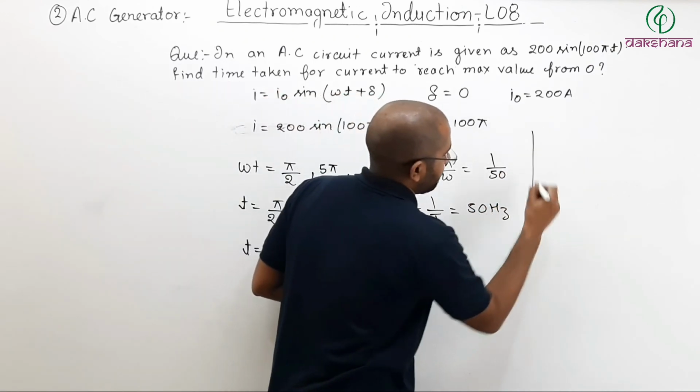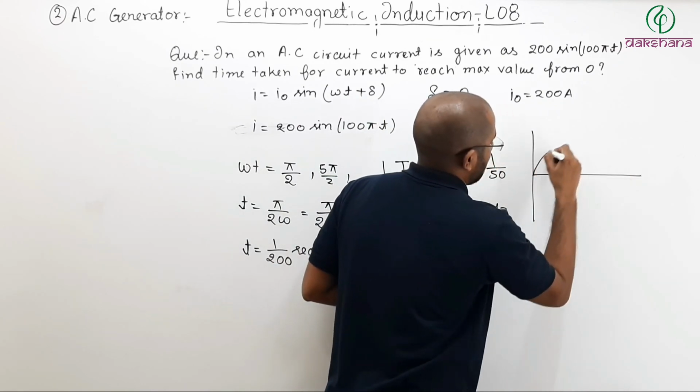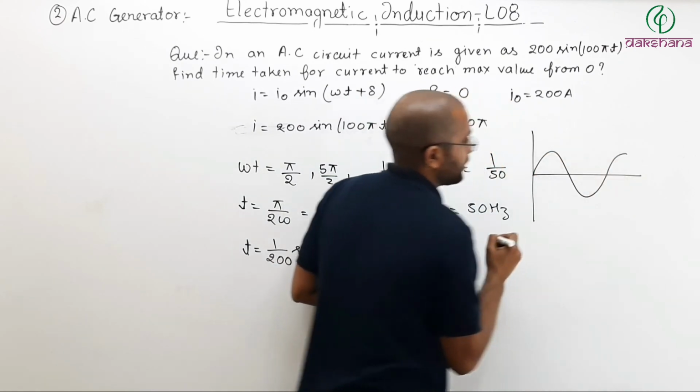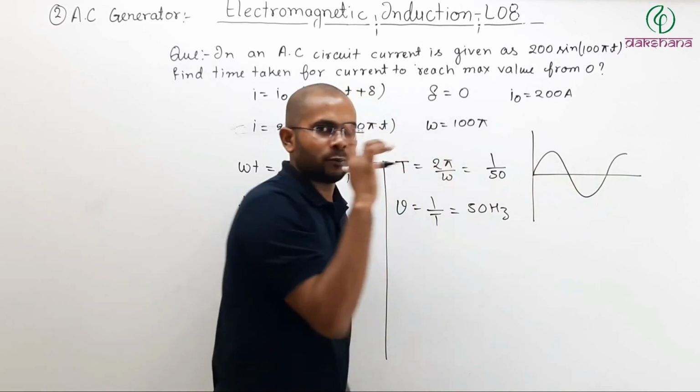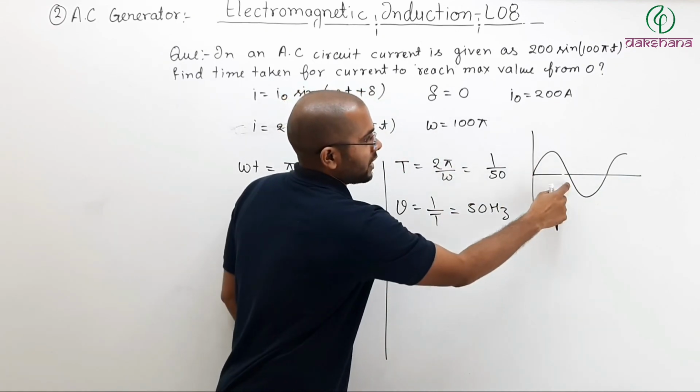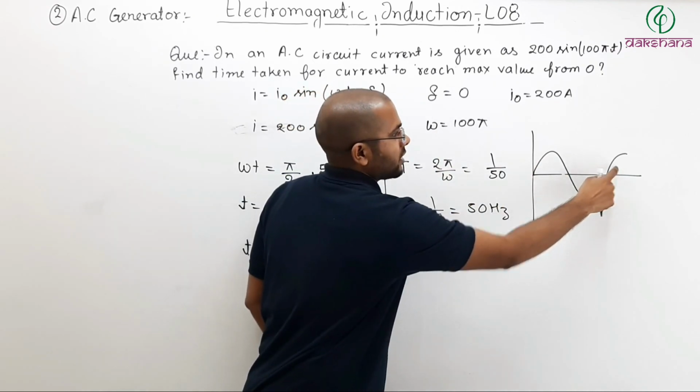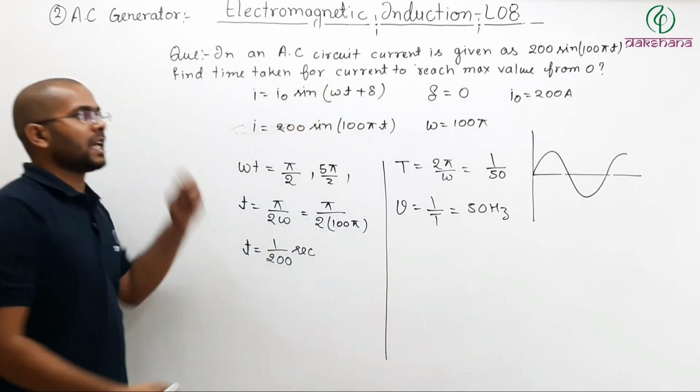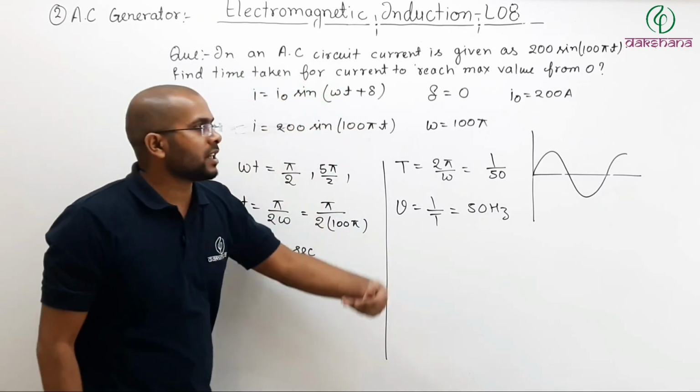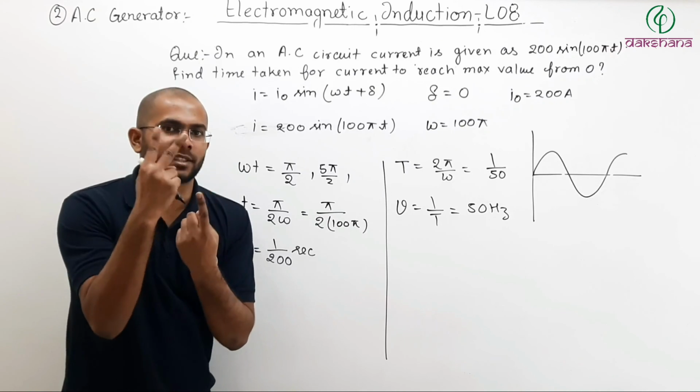So in the graph, if you take a look, from here to here it is one time period. So here this is also a change, this is also a change. So in one time period, current changes its direction twice.